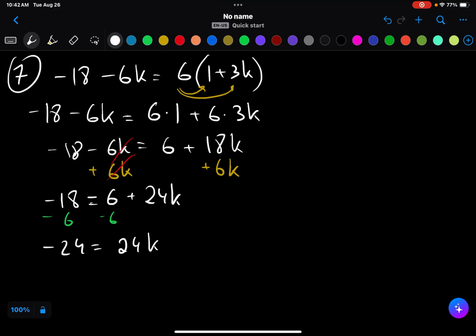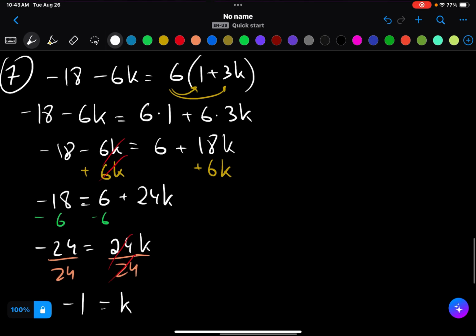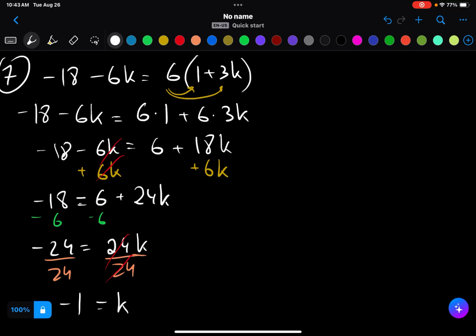And the last step is pretty simple. We're just going to go ahead and divide both sides by 24. And here it's gone. So you're going to have k equals, 24 goes into 24 once, and negative divided by positive is a negative. So -1 is the answer for 7. So pause that if you need to. And we're going to go ahead and move on to number 8.